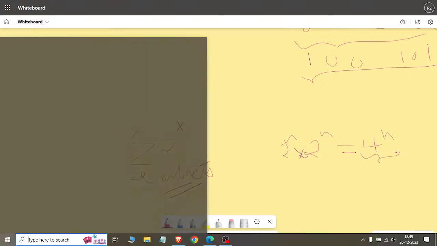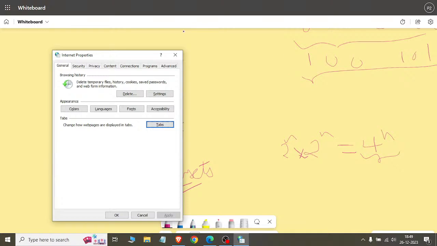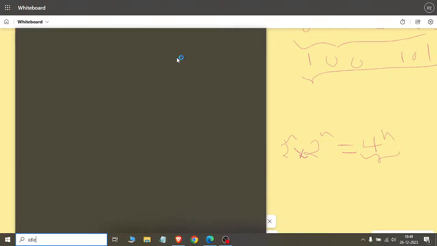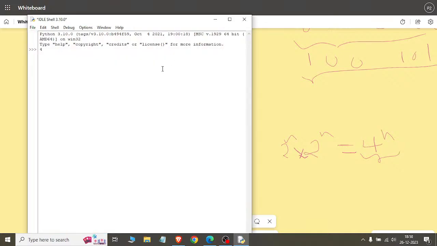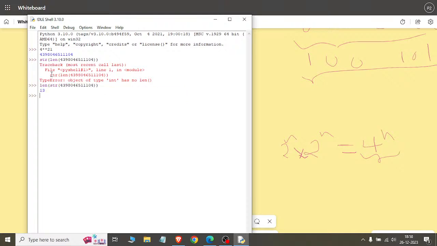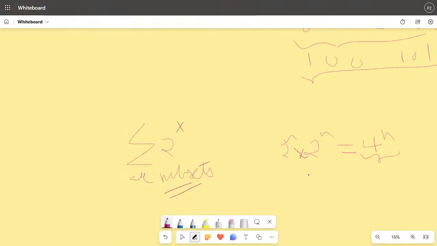So let's see if it is possible to do this. n is 21, so 4 to the power 21 is this much. Okay, so this is 4 to the power 12 and it will not pass.